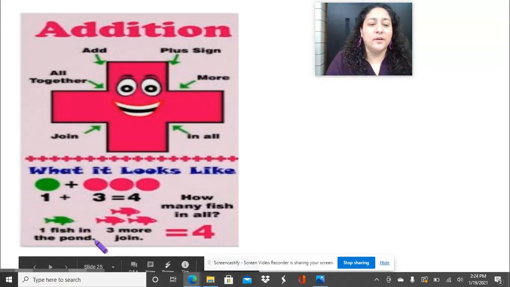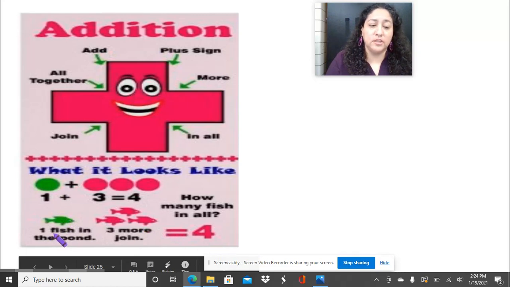So here's another one using the same numbers. The question is, how many fish in all do you have? There was 1 fish in the pond, and then 3 more joined them. So you have to count all of them to see what it equals. So let's count: 1, 2, 3, 4. So our answer is 4.